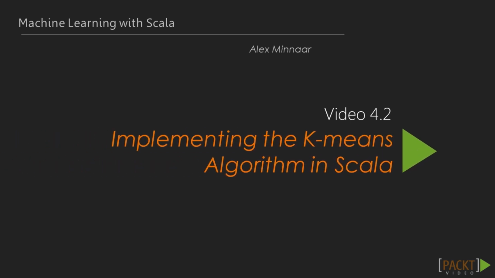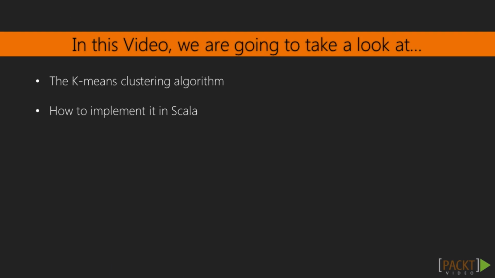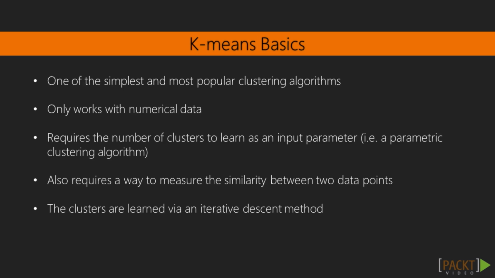Welcome to the second video of this section. In the previous video, we defined the unsupervised learning problem of clustering. In this video, we will discuss our first clustering algorithm, k-means clustering. We are going to outline how the k-means algorithm clusters data points, and then we are going to actually implement it in Scala and cluster some of the actual data. But before we do that, we need to understand some k-means basics.